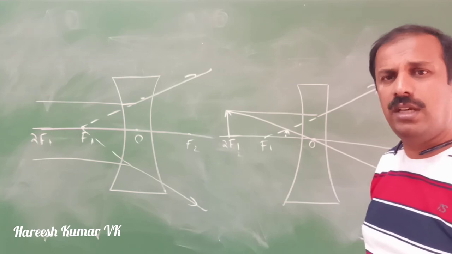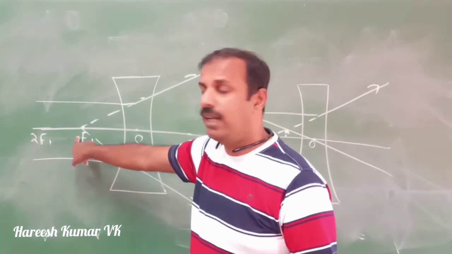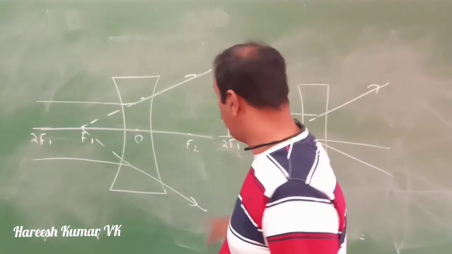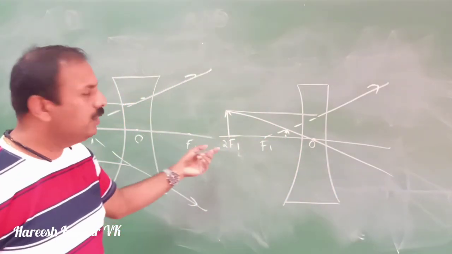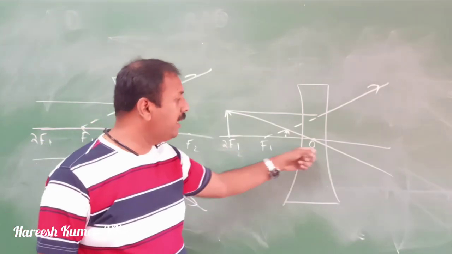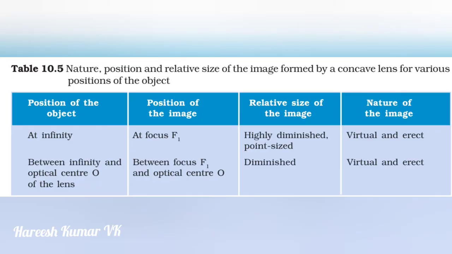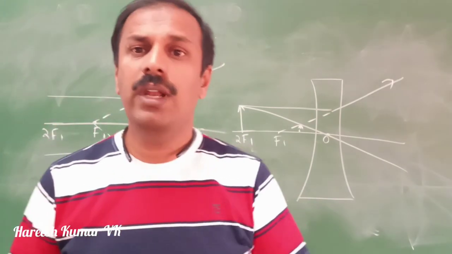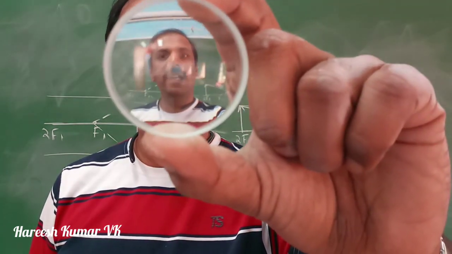So we have only two cases here. One case, when the object is at infinity, we have a diminished virtual image at F1. When the object is anywhere else other than infinity, then you have the image between F1 and O, and that also will be diminished. The point is, always you will get a diminished image using a concave lens. You are seeing me in a diminished image. There is no chance, whether you take very close or far away. In all cases it will be a diminished image only.